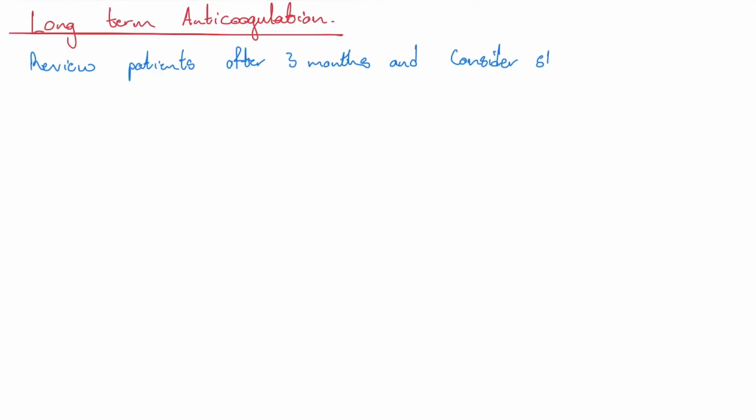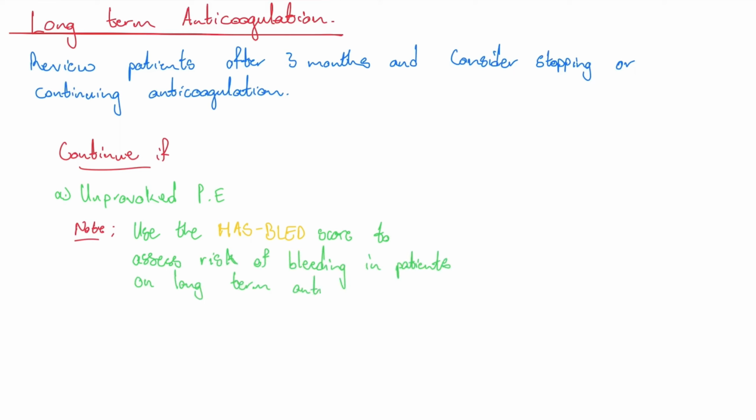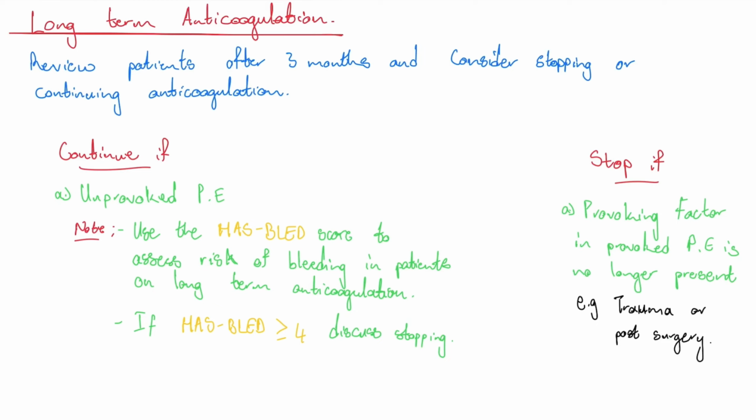If a patient is on long-term anticoagulation, review the patient after 3 months and consider stopping or continuing anticoagulation. Continue if the patient presented with an unprovoked PE. You will need to calculate the HAS-BLED score to assess the risk of bleeding for patients on long-term anticoagulation. Discuss stopping anticoagulation if the HAS-BLED score is greater or equal to 4. Another stop criteria is if the provoking factor is no longer present. For example, the short-term provoking factor could be trauma or post-surgical patients.